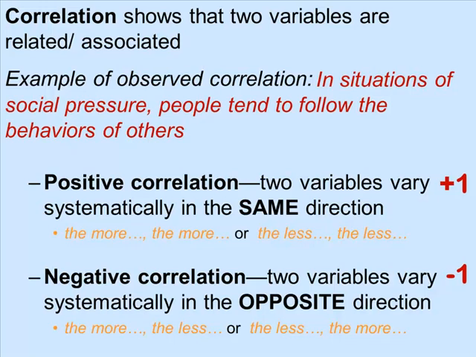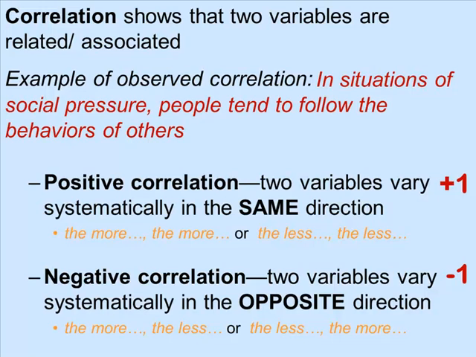How about the less you study, the more likely you are to fail this class? What type of correlation is this? It's negative. Not because it's a bad thing to do, which it is, but because our variables, the study time and the failure rate, vary in the opposite direction. The less, the more. As values for the study time decrease, values for the failure rate increase.